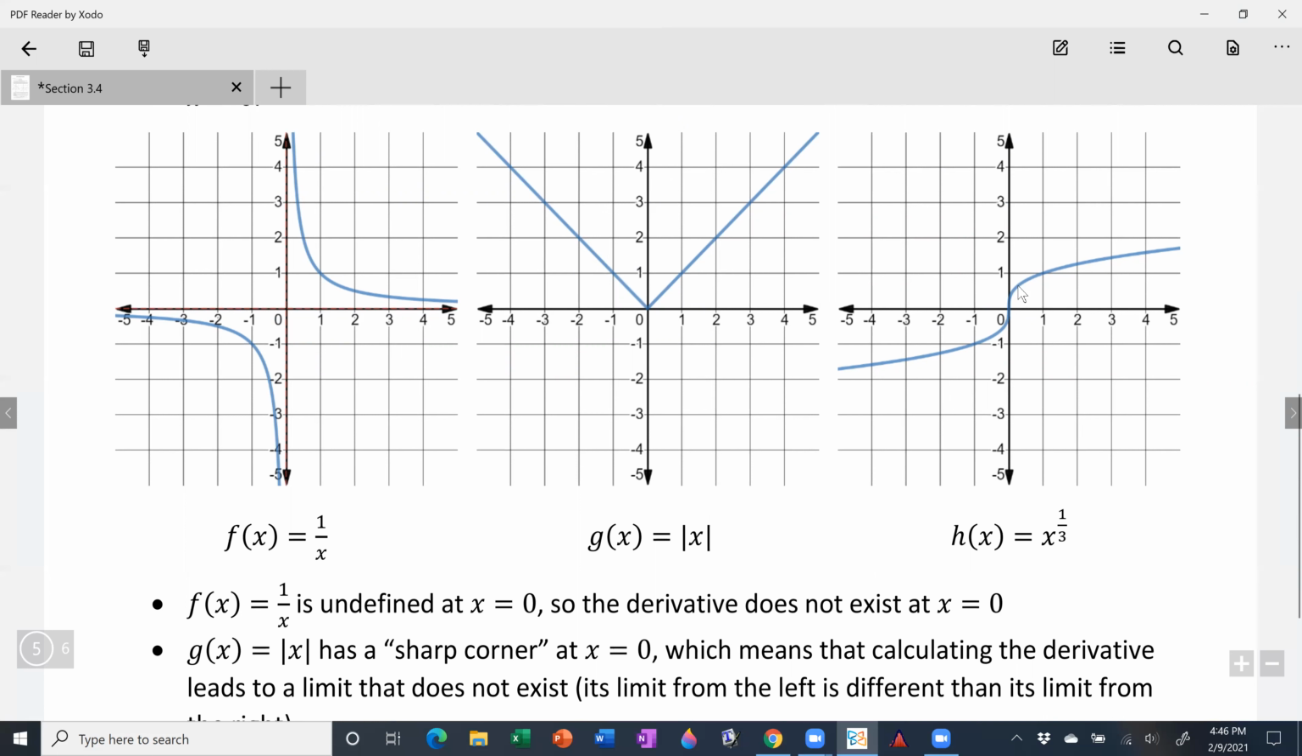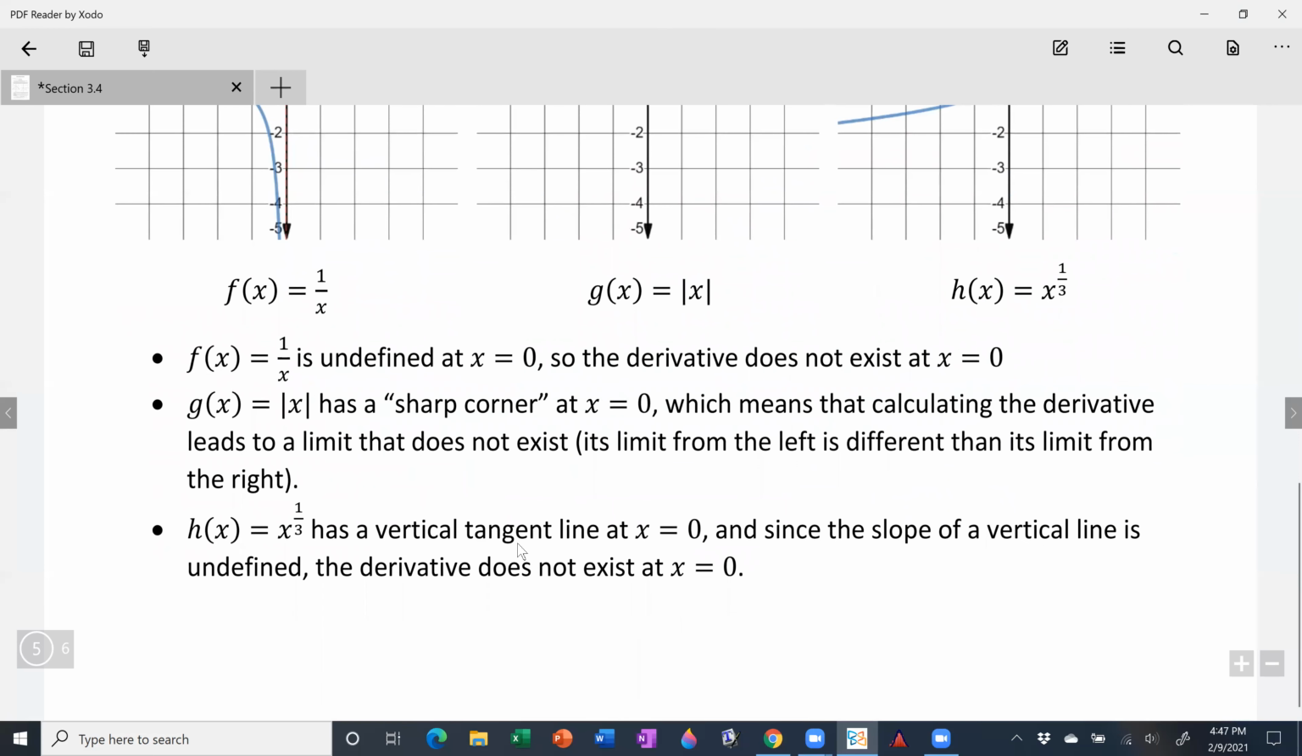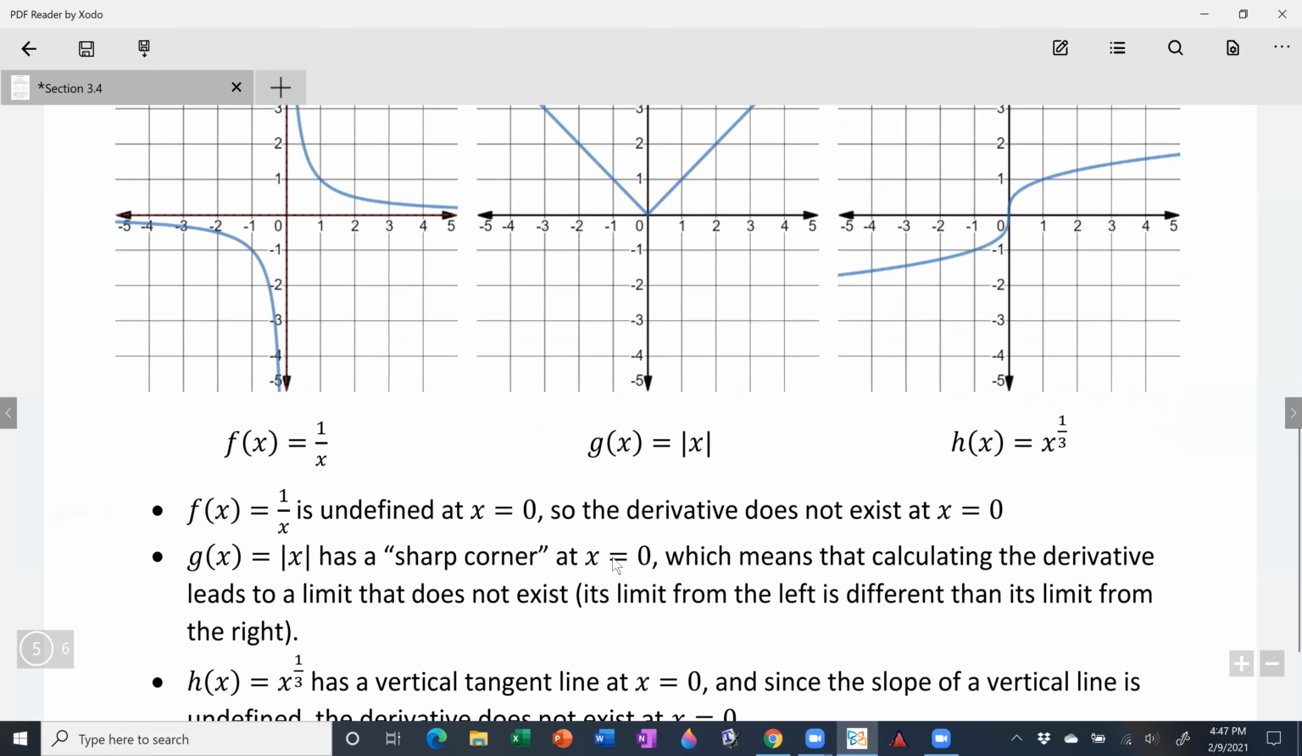If you could imagine a vertical line right through there, what's the slope of a vertical line? Do you remember that? A vertical tangent line at x equals 0. Remember that the slope of a vertical line is undefined. And since the derivative gives us the slope of the tangent line, if the tangent line is a vertical line, the slope is undefined. It means that the derivative is undefined.